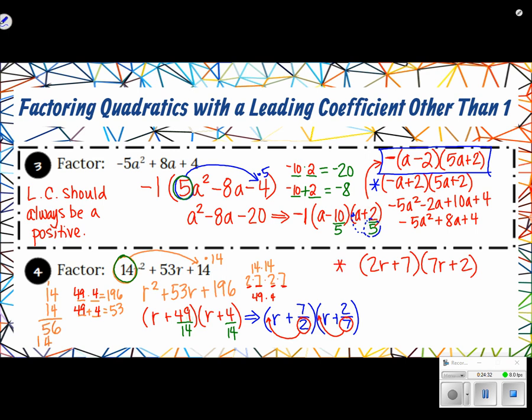Let's check it. 2r times 7r is 14r squared. 2r times 2 is 4r. 7 times 7 is 49r. 7 times 2 is 14. Let's combine our like terms. Plus 53r plus 14. Does it match? Ooh, look, it does. All right, so here's our answer.